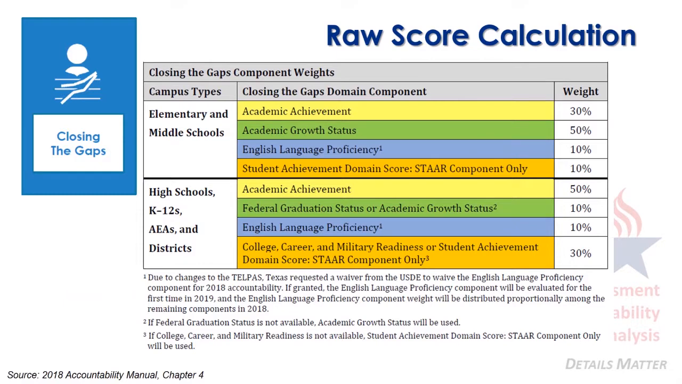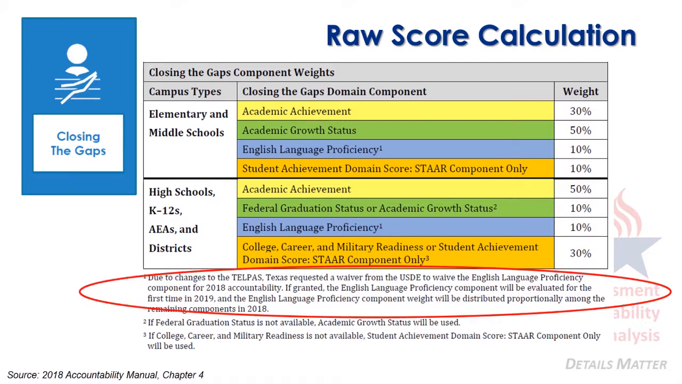The raw score for Closing the Gaps is actually calculated after statistical weights are assigned, according to this table. It's worth noting here on footnote 1 pertaining to English language proficiency that the U.S. Department of Education has denied TEA's waiver request, so that component will in fact account for 10% of the raw score in 2018.